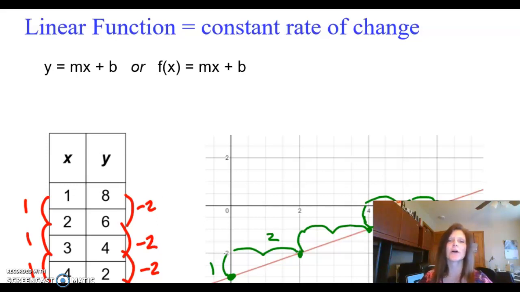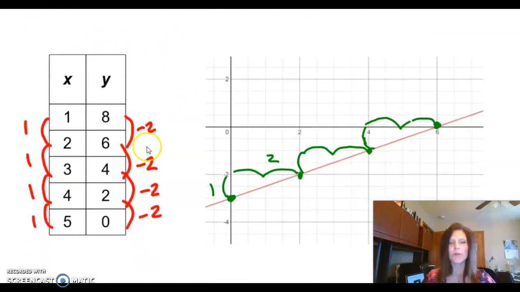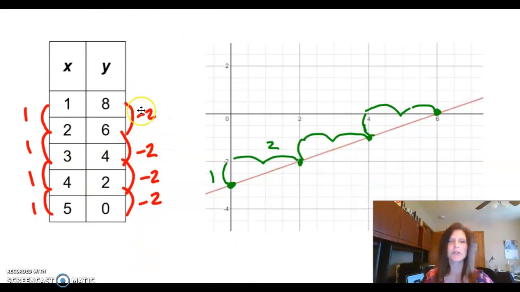Linear functions are functions that have a constant rate of change, in other words, a constant slope. So a couple equations we're familiar with: y equals mx plus b, or we can use function notation and say f of x is equal to mx plus b. The m here is that constant rate of change or slope, and the b is going to be related to our y-intercept.